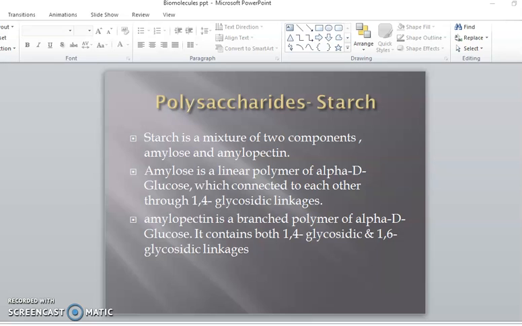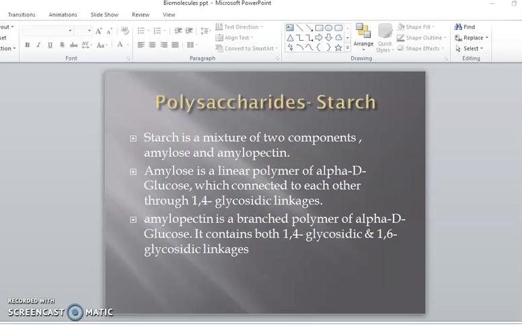What are polysaccharides? Polysaccharides contain a large number of monosaccharides, or you can say that upon hydrolysis, polysaccharides produce a large number of monosaccharides. And starch is a very good example of a polysaccharide. Starch consists of two units.